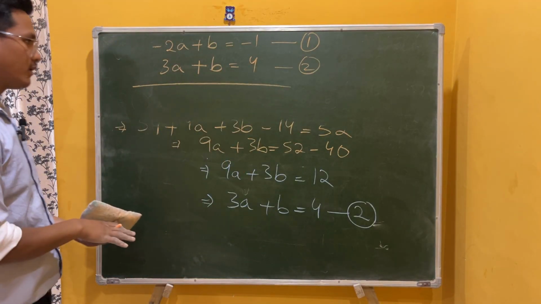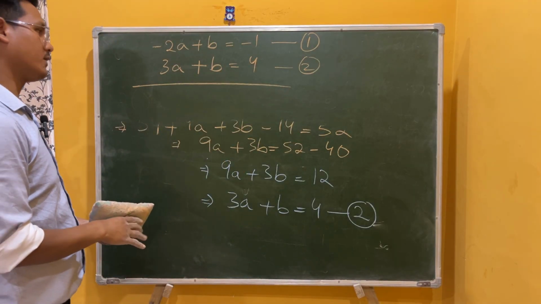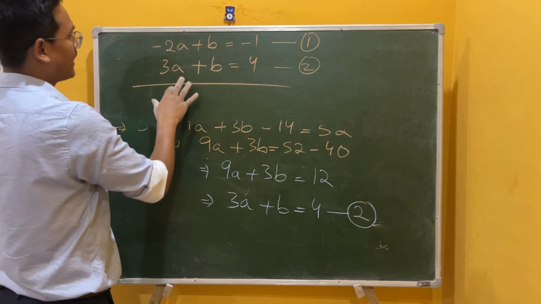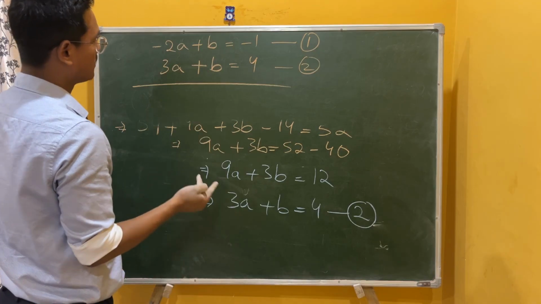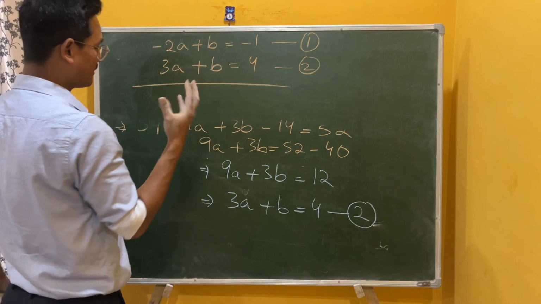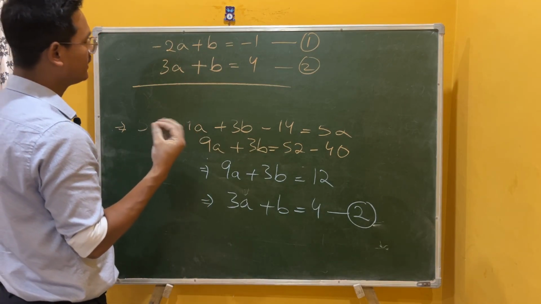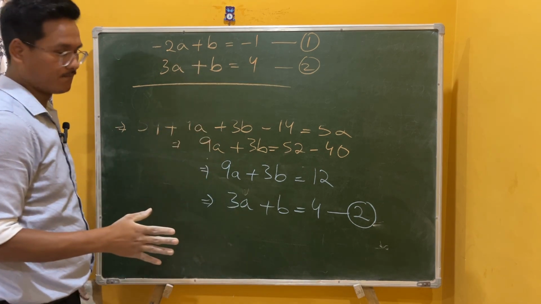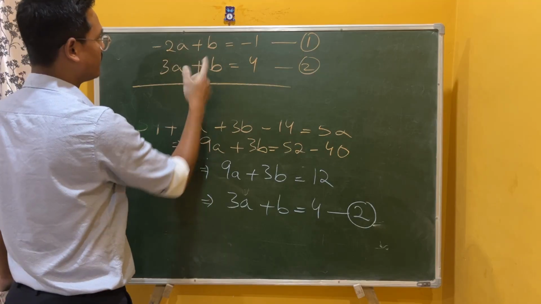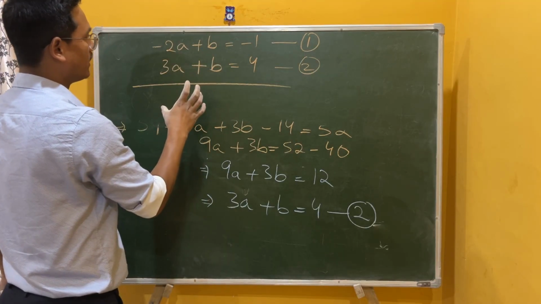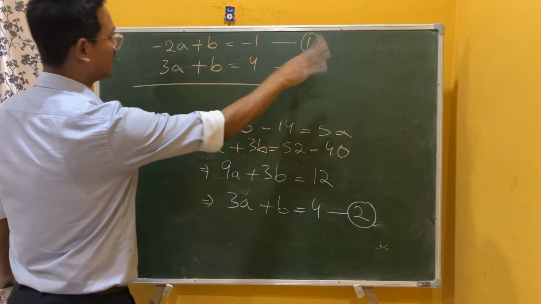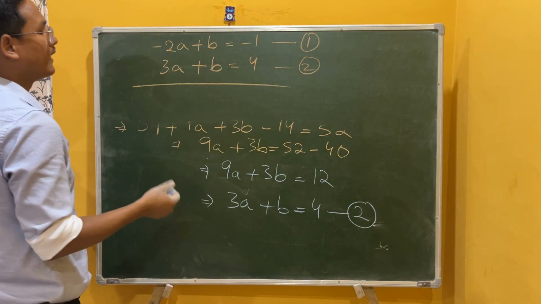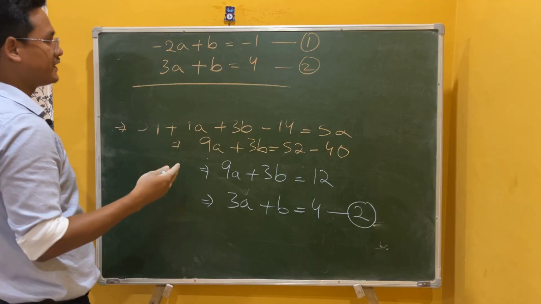So when we solve simultaneous equations in two variables by the elimination method, the thing to keep in mind is that the coefficients of one of the variables must be equal. Here we have b equal. If they are not equal, we'll have to multiply by the LCM of the coefficients of that variable.